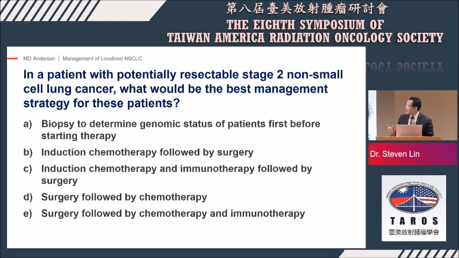So actually, I'll start off with a question. I believe this is going to be linked, and if you have your phone, you can do this in an interactive way. This is a question for you, and I want to see how you manage this particular patient. So this is a patient with a potentially resectable stage 2 non-small cell lung cancer. What would be the best management strategy for these patients? A, biopsy to determine genomic status of patients before starting therapy. B, induction chemotherapy followed by surgery. C, induction chemo and immunotherapy followed by surgery. D, surgery followed by chemotherapy. Or E, surgery followed by chemotherapy and immunotherapy. Okay, so if you have your phone, I'm not sure if you're seeing the question on your app, okay? And then we can have the audience survey and see how you answer.